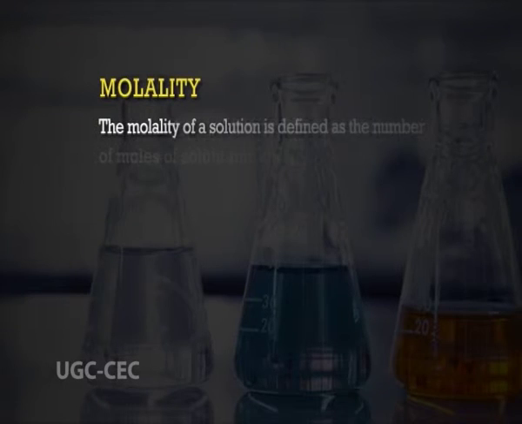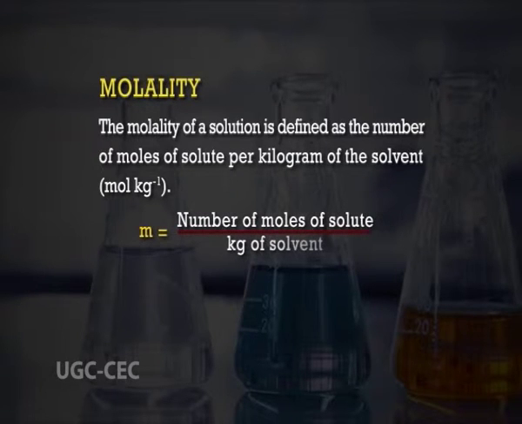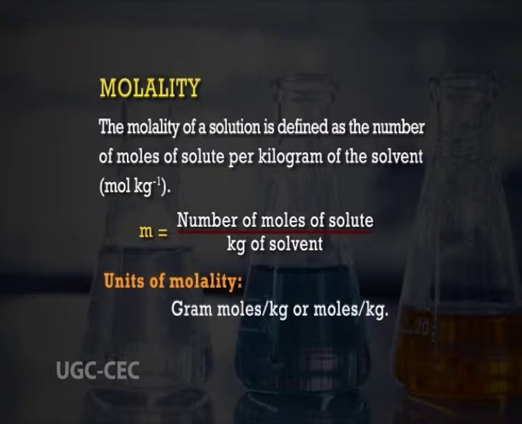Now let's come to molality. The molality of a solution is defined as the number of moles of solute per kilogram of the solvent, that is mole per kg. Mathematically, molality, small m, is equal to the number of moles of solute divided by kg of solvent. The unit of molality is gram moles per kg or moles per kg.